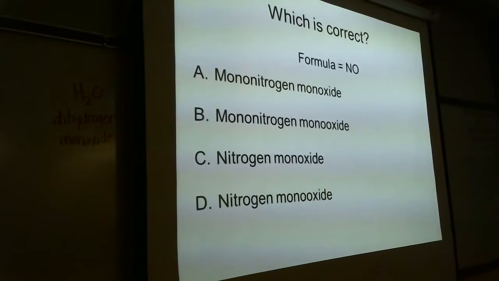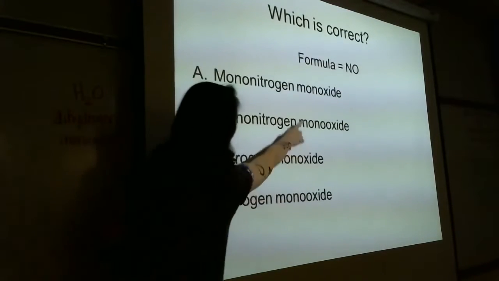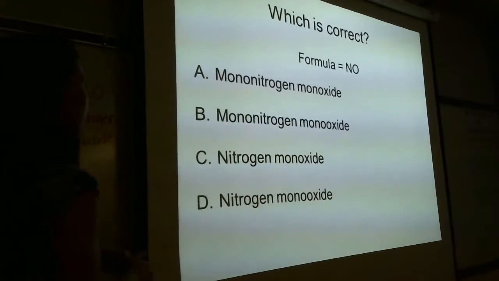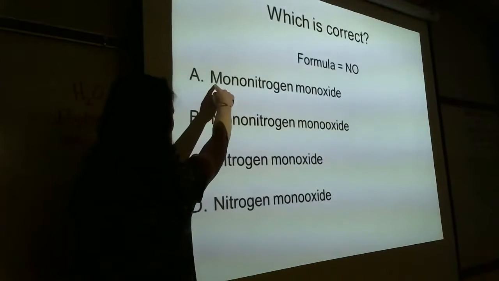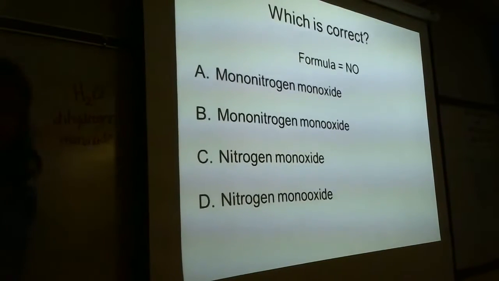Okay, let's pretend that this is an exam question. Which is the correct answer? A, B, C, or D? C, good. Why is it C? You don't need the repeating the O, right? So that eliminates those two. And you don't need the mono for the first one, right? So all you're left with is C. Good.